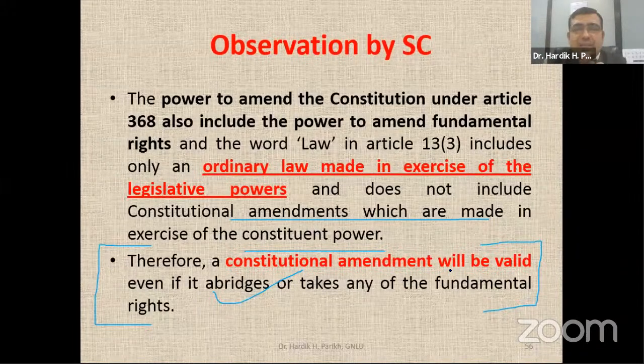For that, there's a process: you present a bill in either house, then you get the confirmation, ratification by the members. If it is passed by the majority, then you send it for the President's assent, and then it is gazetted, it's published, and then it becomes law. So this is the ordinary law. In Article 13, whatever law has been explained is ordinary law. It has nothing to do with the constitutional power, and that is why the constitutional amendments shall be held to be valid.